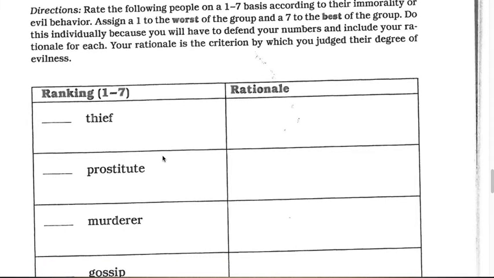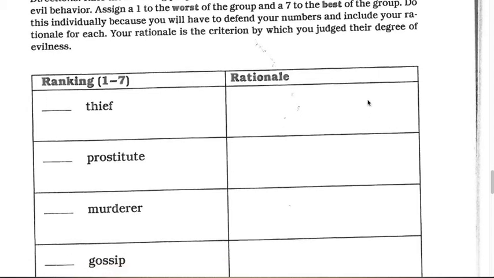When we read the Inferno, we will see how Dante rates the level of evil of sinners. For each person, tell me why you rated them the way you did. It should be 2 to 3 sentences to defend your reason.